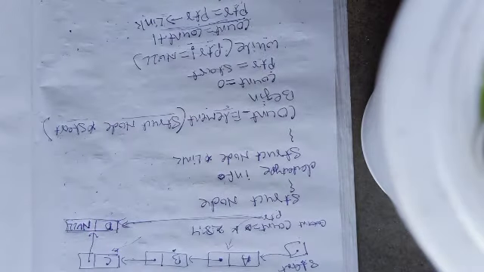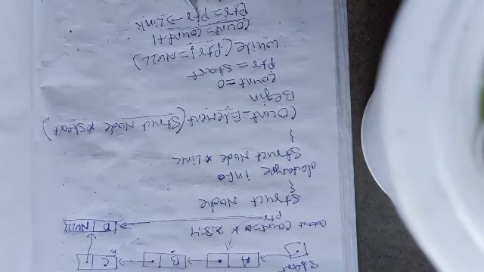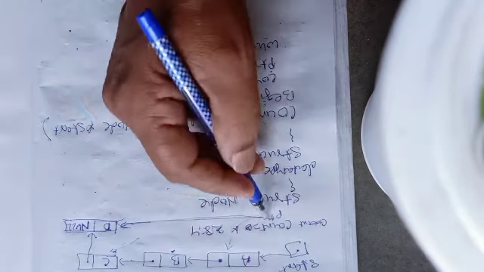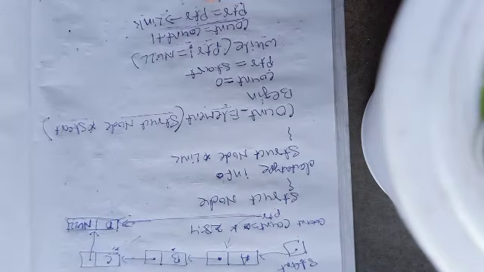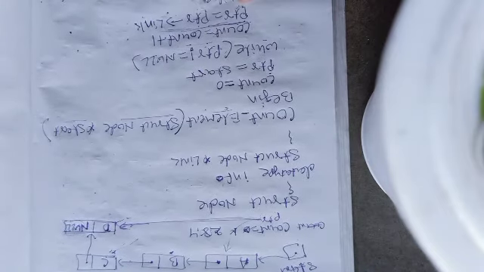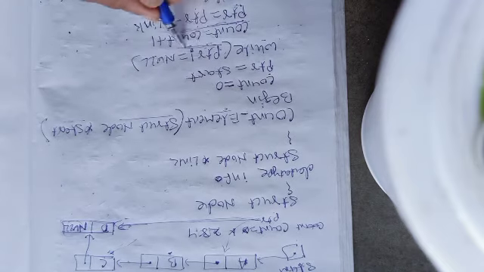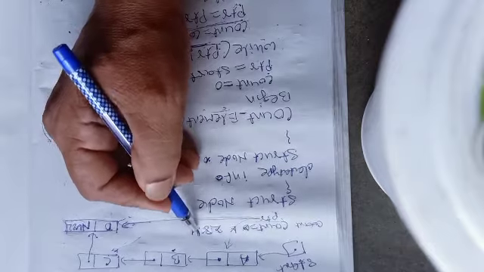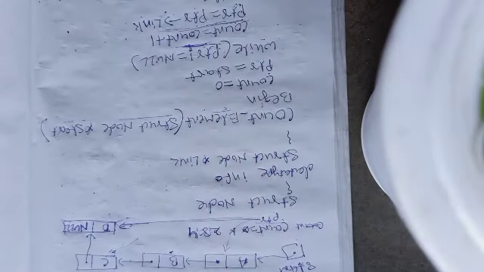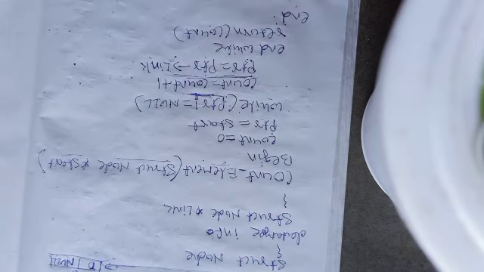Now count becomes 4. Now when ptr is updated, ptr equal to ptr of link, the current value of ptr is the address of the last node. Its link part is null, and that is assigned to ptr. When that value is assigned, ptr becomes null, and this while loop will be false. So the value of count is now 4. After the loop breaks, I will return count and finish my algorithm.